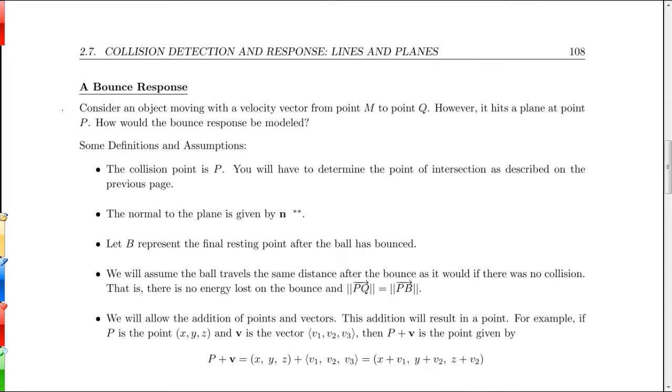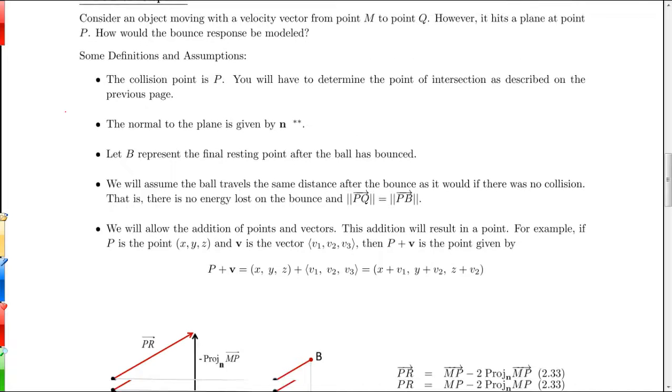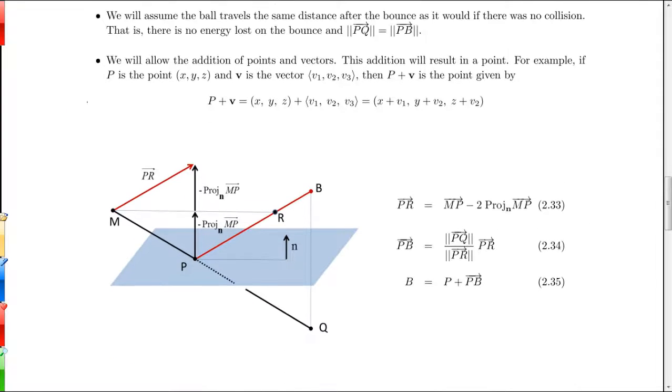Okay, so once we actually get a collision point, suppose I want to go from M to Q. That's my line. We'll call it a directed line segment. But I hit the plane here at point P. So the first thing I do is determine point P, and now I'm going to do a bounce response.